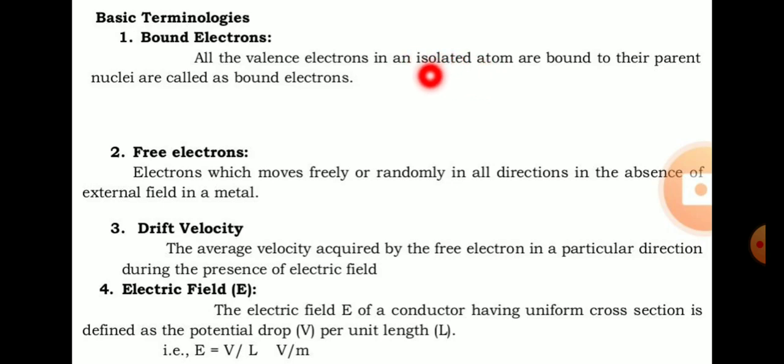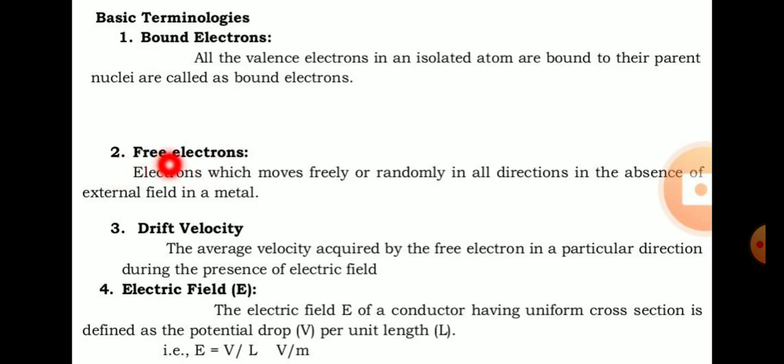Isolated atom basically means an atom which exists separately without any bonding with other atoms, because normally all atoms are bound together by strong nuclear force and to their parent nuclei. Parent nuclei means a nucleus that is divided into two or more daughter nuclei. The electrons bound to them are known as the bound electrons.